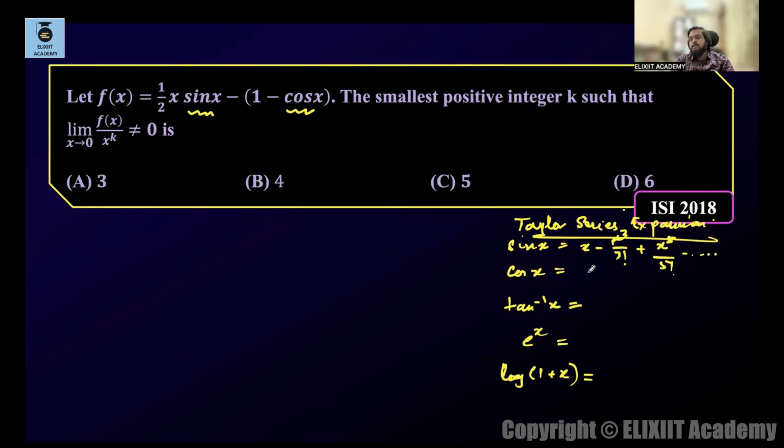Similarly, the expansion of cos x: sin x is this, so cos x is just the differentiation of sin x. You know d by dx of sin x is cos x, so you simply differentiate this series. So what will happen? 1 minus x squared by 2 factorial plus x to the power of 4 by 4 factorial and so on. Some of these series you need to remember, I'm telling you, these are extremely important. In fact, this question was asked in ISI 2018. So ISI loves series, I'm telling you.